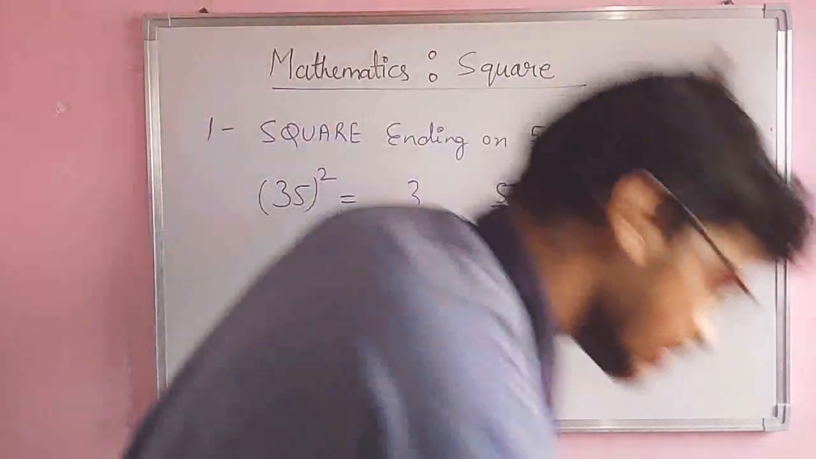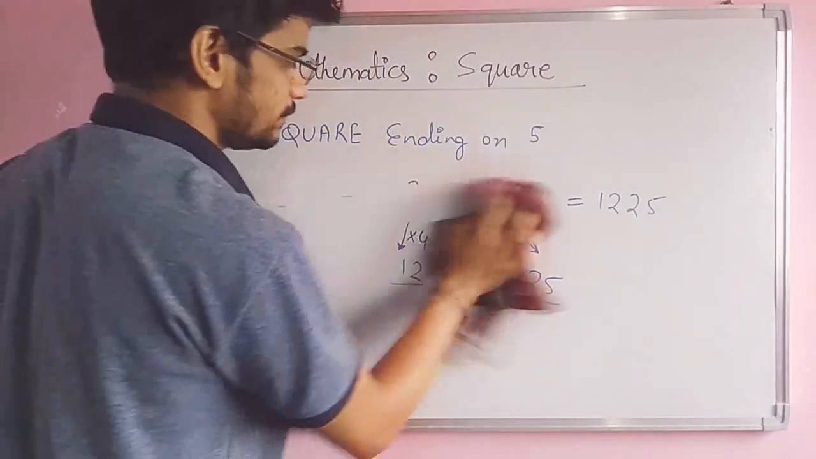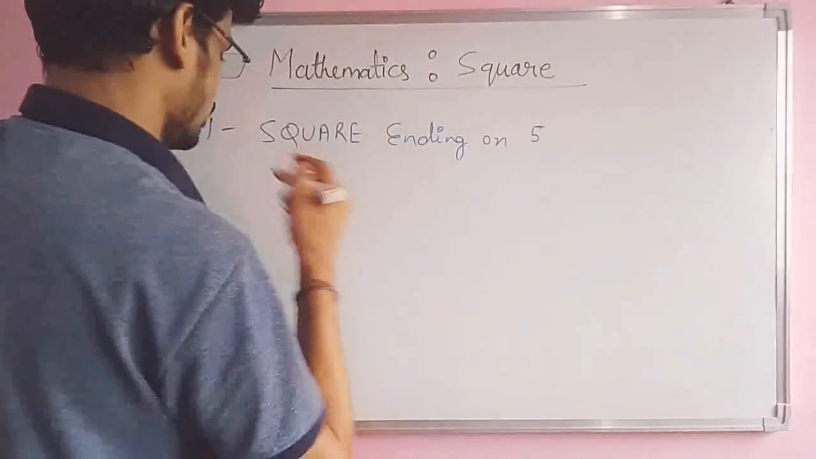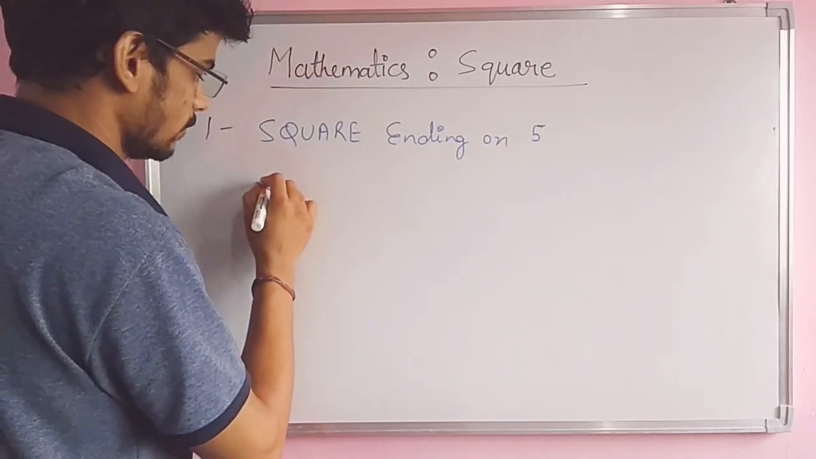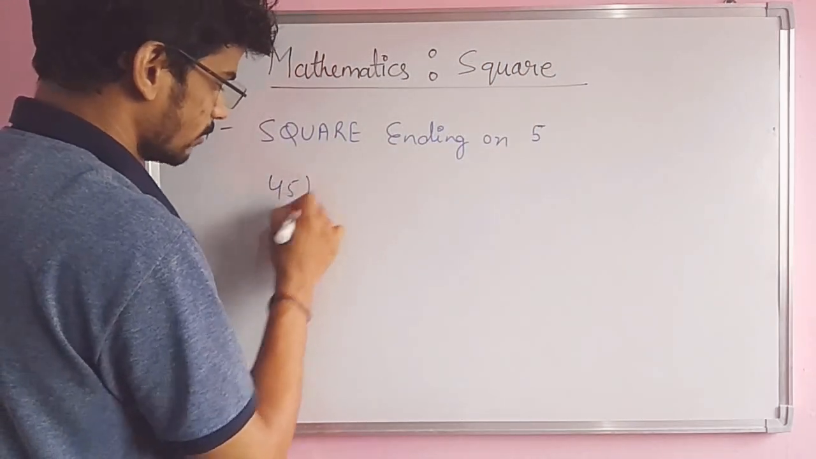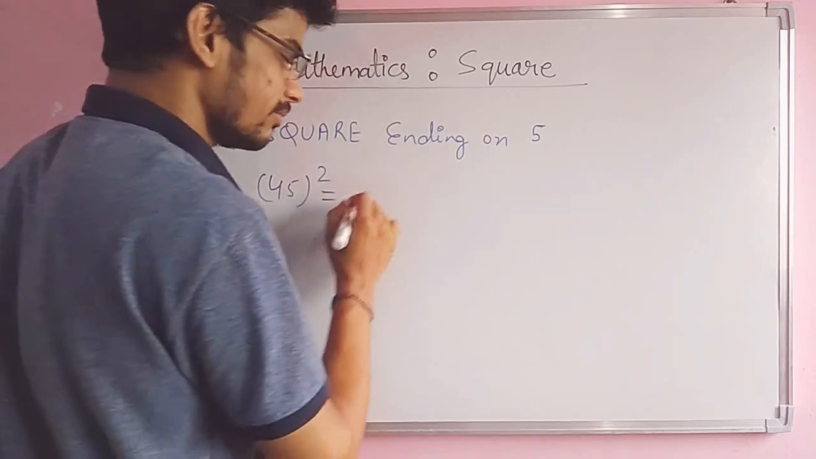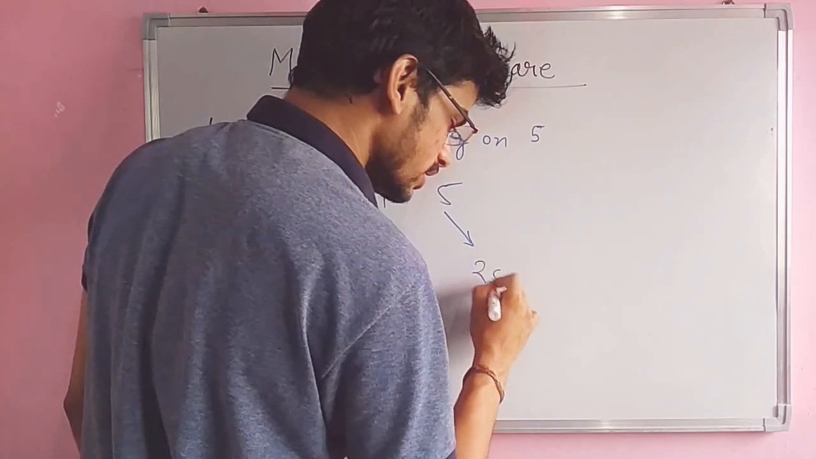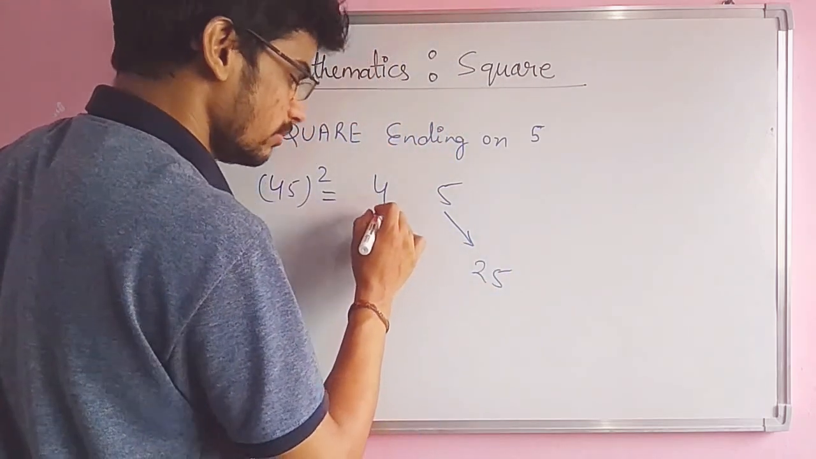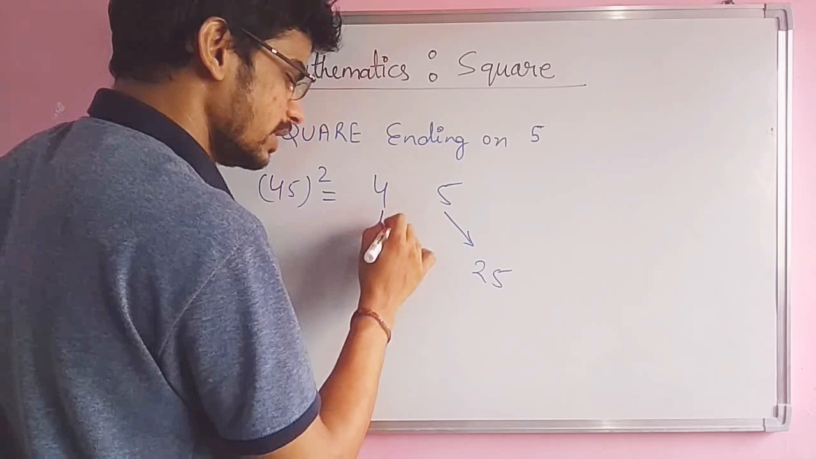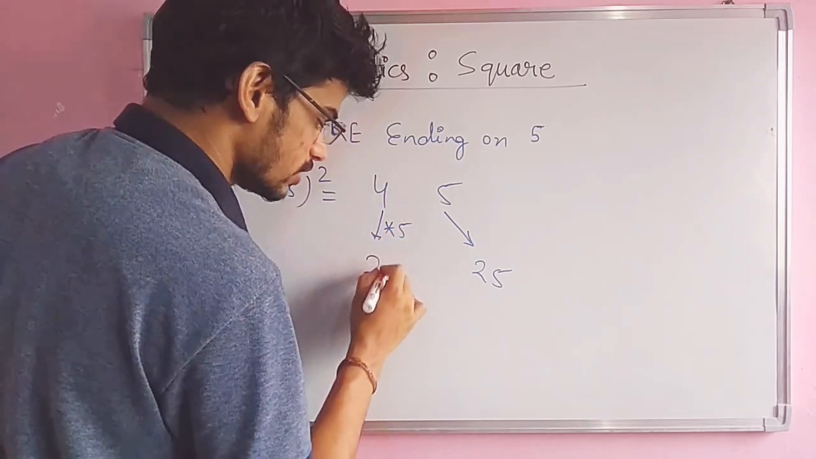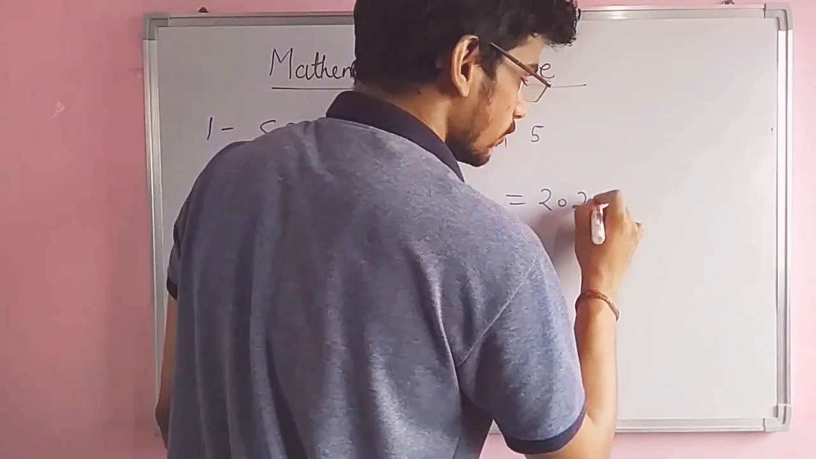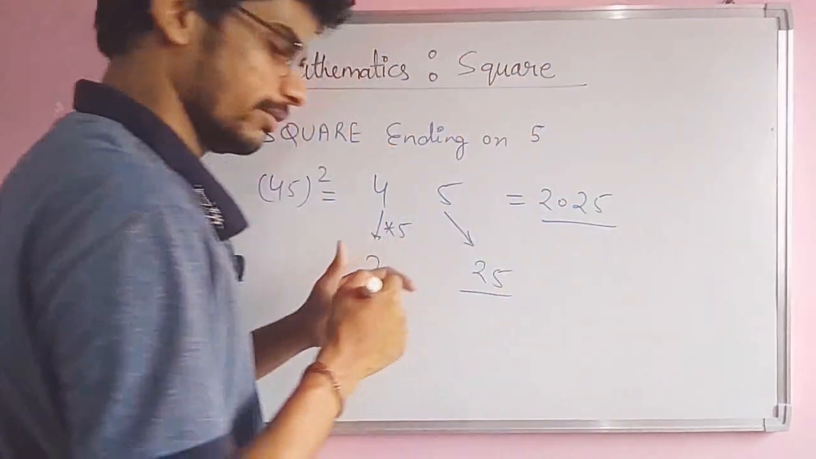Next, take another example, say 45. We want to calculate the square of 45. Separate the digits, calculate the square of the last digit, that is 25. Next, multiply the first digit by its successor, 4 times 5, that is 20. Combine the digits, we will get the square of 45, that is 2025.